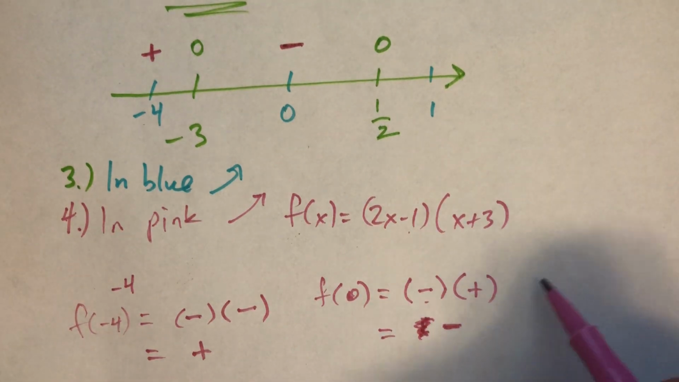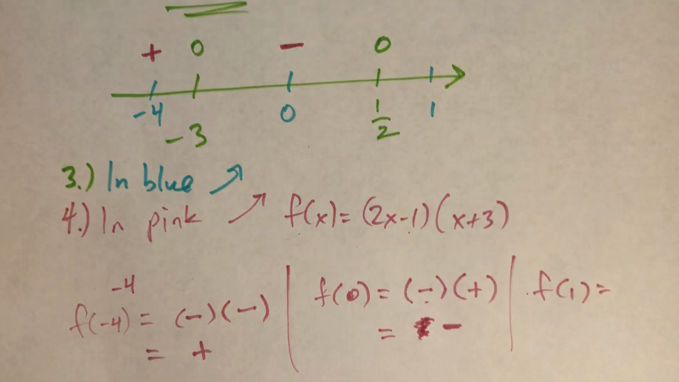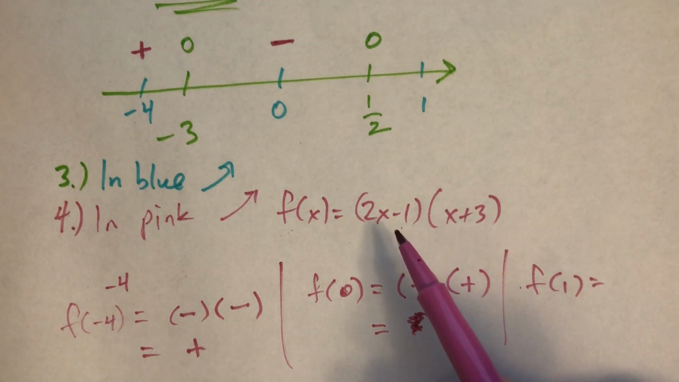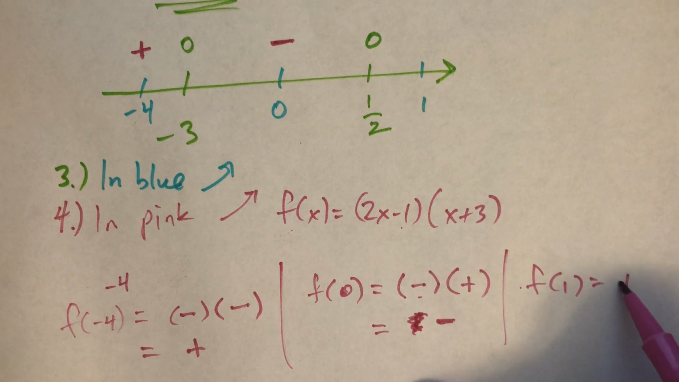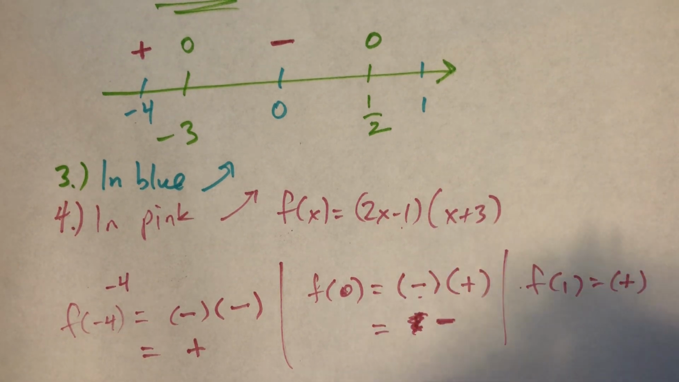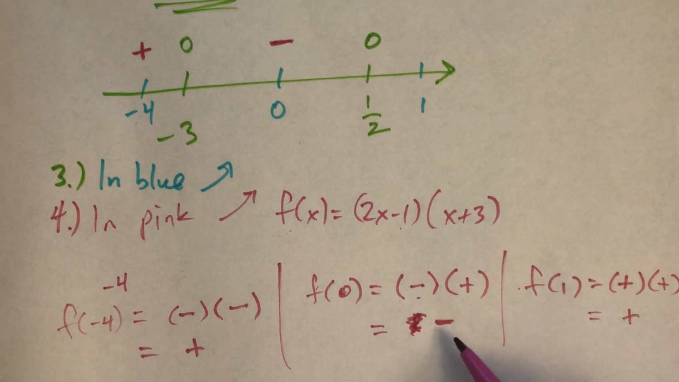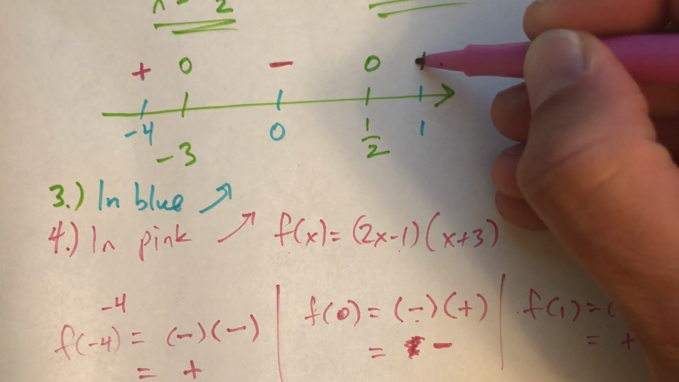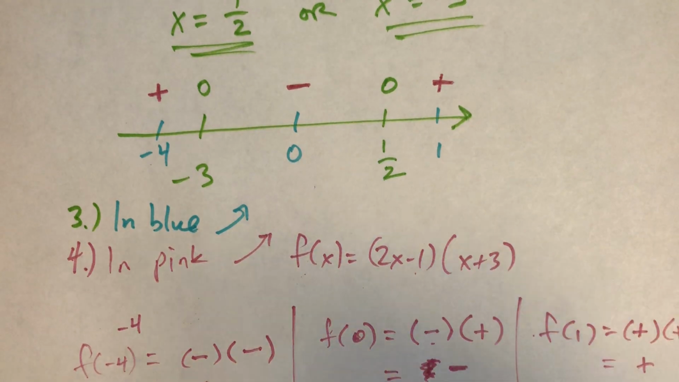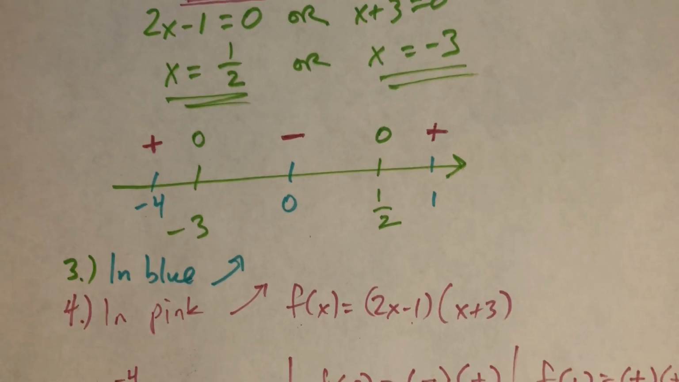And now we've got our last one, f of 1. So f of 1, I'm going to put 1 in here. So we've got 2 times 1 is 2, -1, that is positive. 1 plus 3, that's positive. And the net result is positive. And again, all we really care about is just the sign of these things. We don't care exactly what the value is. We just want to know whether or not it's positive. Okay, so that was step 4.